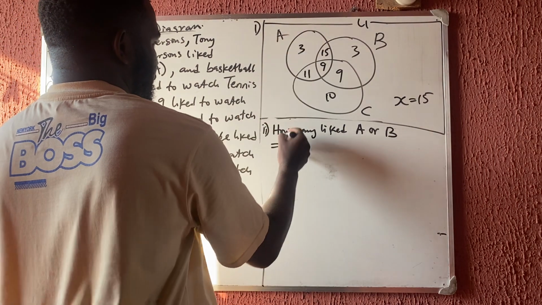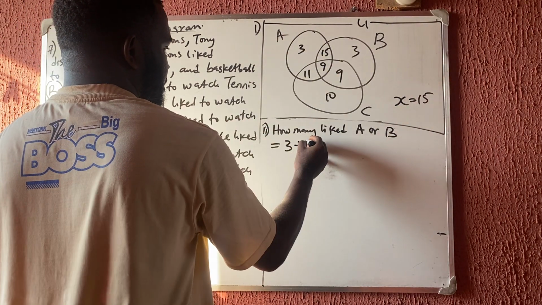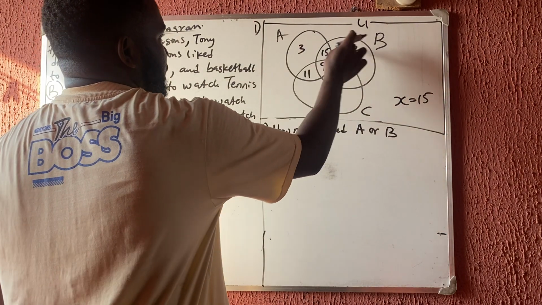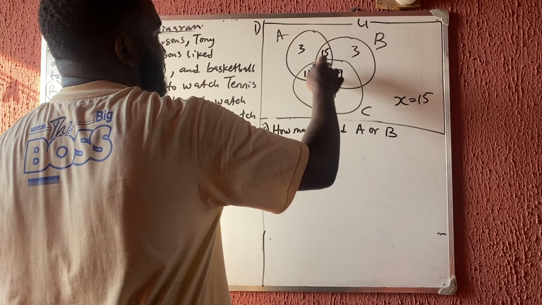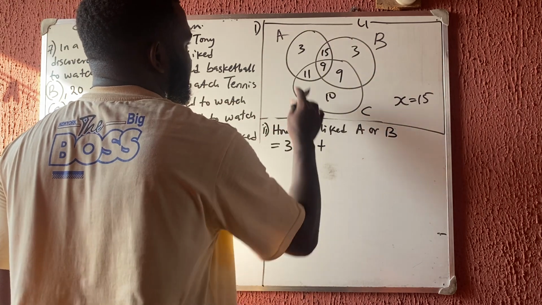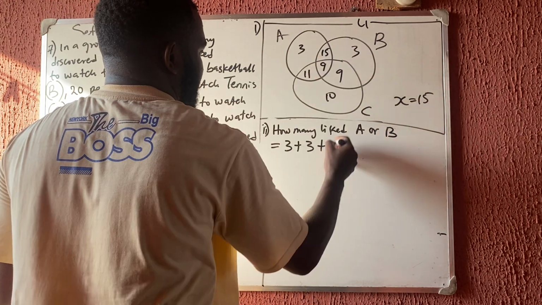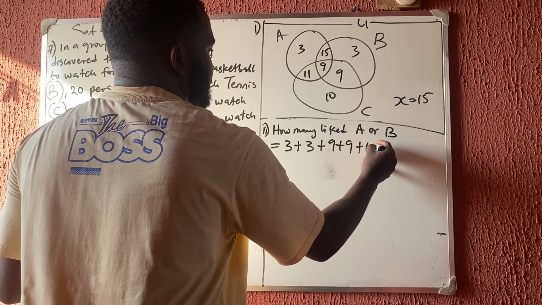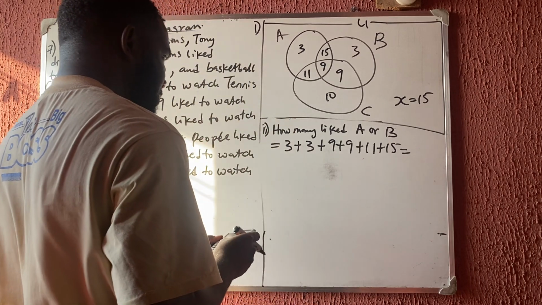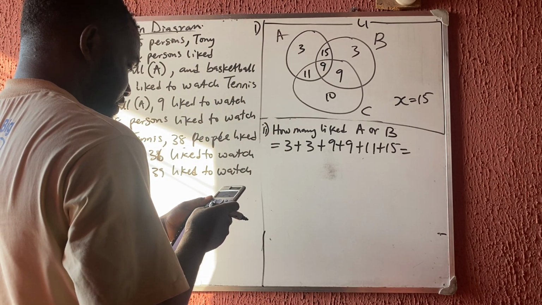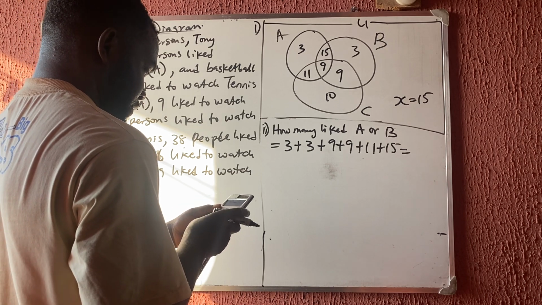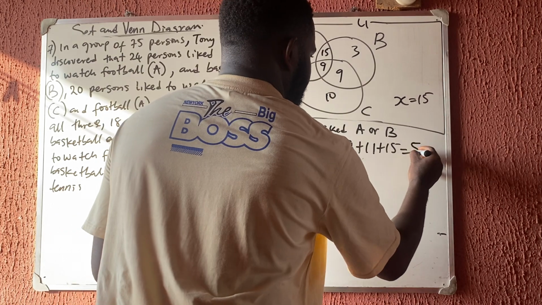Either you like only A, which is 3, or you like only B, which is this. As far as you like A or you like B, you are among 3, 3, 15, anything that is inside this. So we are removing only this 10 and adding every other thing you are seeing. So 3 plus 3, 9 plus 9, then 15, 11 plus 15. So add it. I'm going to have 3 plus 3 plus 3 plus 9 plus 9 plus 11 plus 15. So I'm having 50.